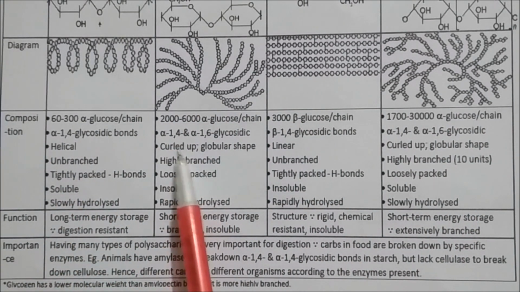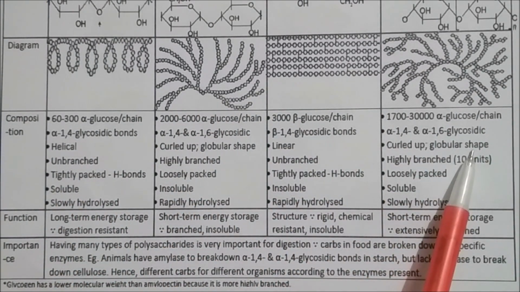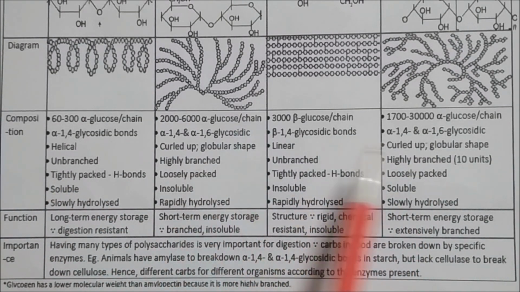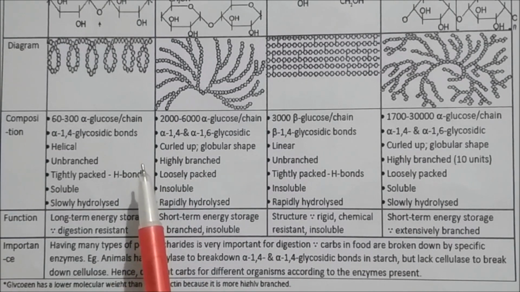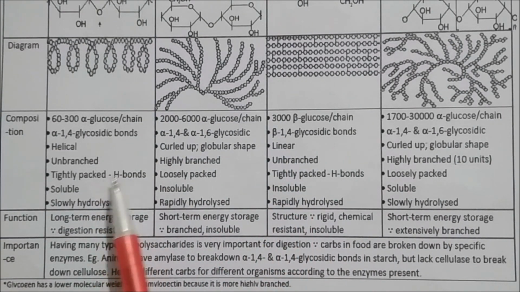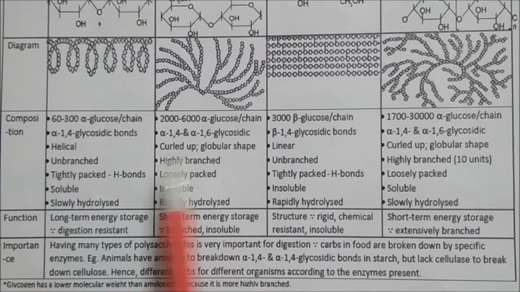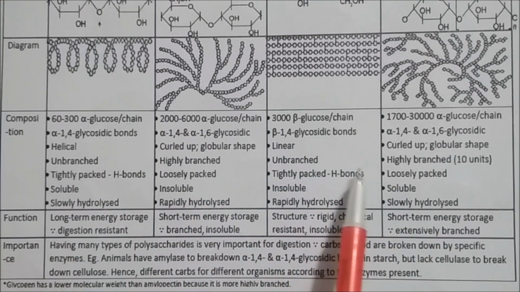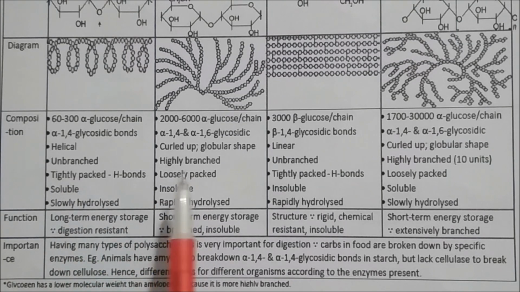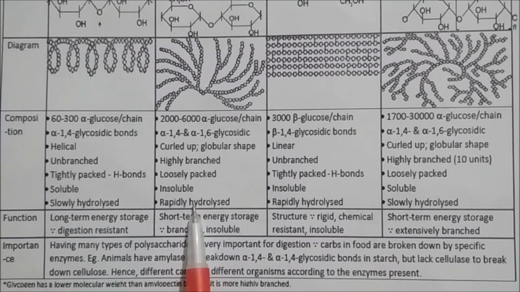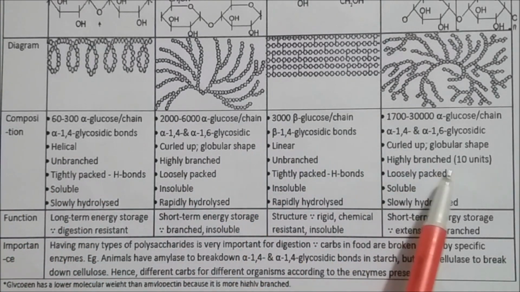Helical, curved, linear, curled up, globular. It is unbranched, highly unbranched. This is more highly branched than your amylopectin. This is unbranched. Tightly packed with hydrogen bonds, loosely packed, tightly packed with hydrogen bonds, loosely packed. This means amylose and cellulose are tightly packed with hydrogen bonds. Soluble, insoluble, insoluble, and soluble. Slowly hydrolyzed, rapidly hydrolyzed: amylose and cellulose will be slowly hydrolyzed, and these two will be rapidly hydrolyzed.